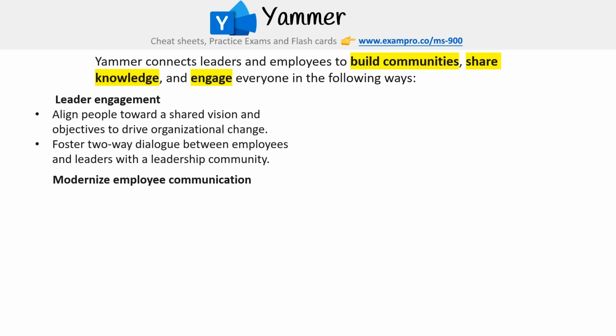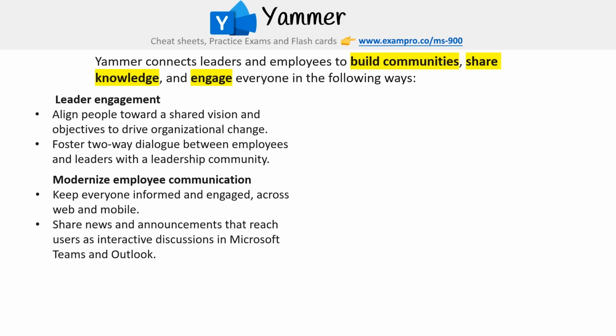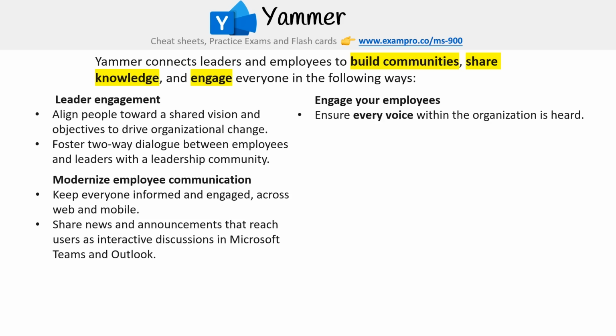Yammer modernizes employee communication. It helps keep everyone informed and engaged across web and mobile. And it shares news and announcements that reach users as interactive discussions in Microsoft Teams and Outlook. Yammer helps engage your employees to ensure that every voice within the organization is heard, and it provides communities for employees to connect, share, and build relationships.